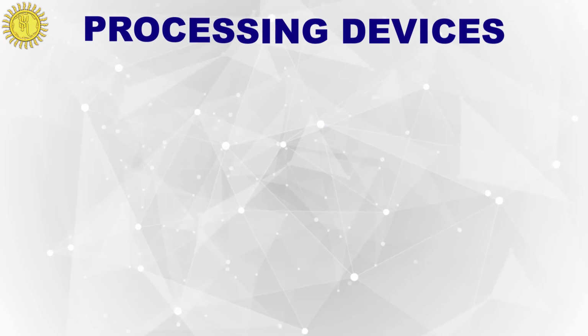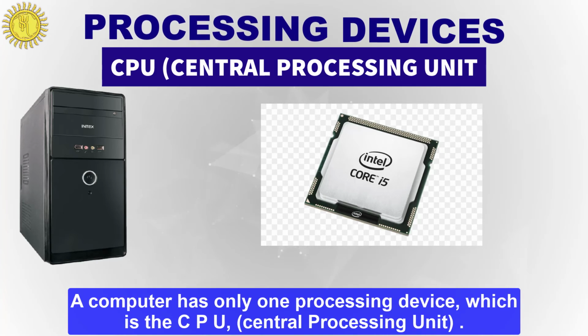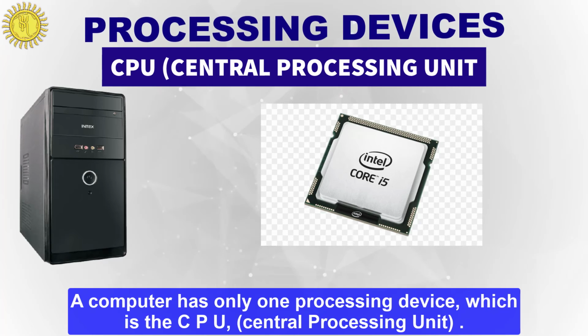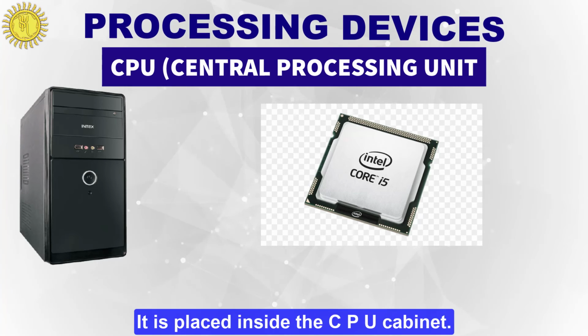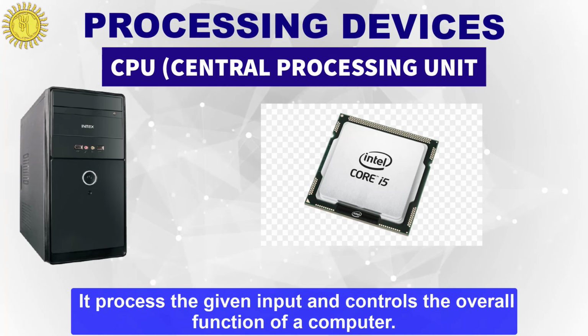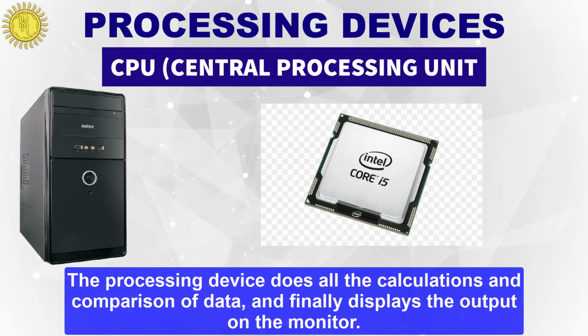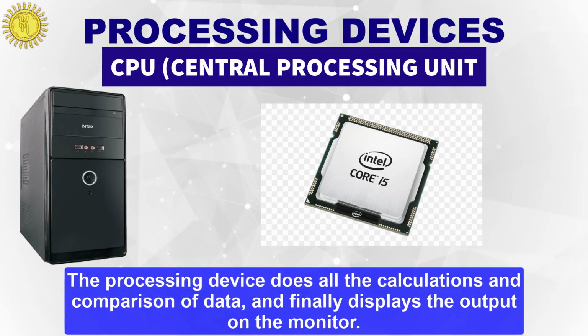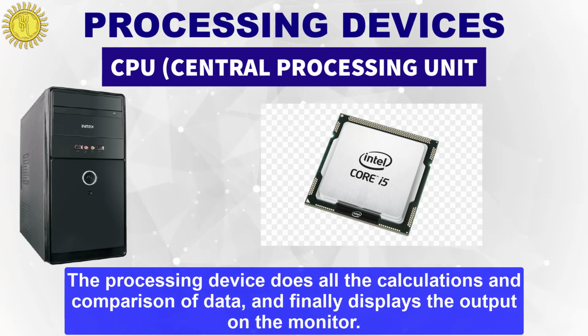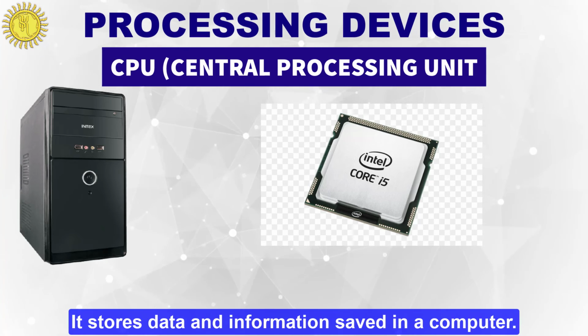Processing device. A computer has only one processing device, which is the CPU, Central Processing Unit. It is placed inside the CPU cabinet. It processes the given input and controls the overall function of a computer. The processing device does all the calculations and comparison of data, and finally displays the output on the monitor. It stores data and information saved in a computer.